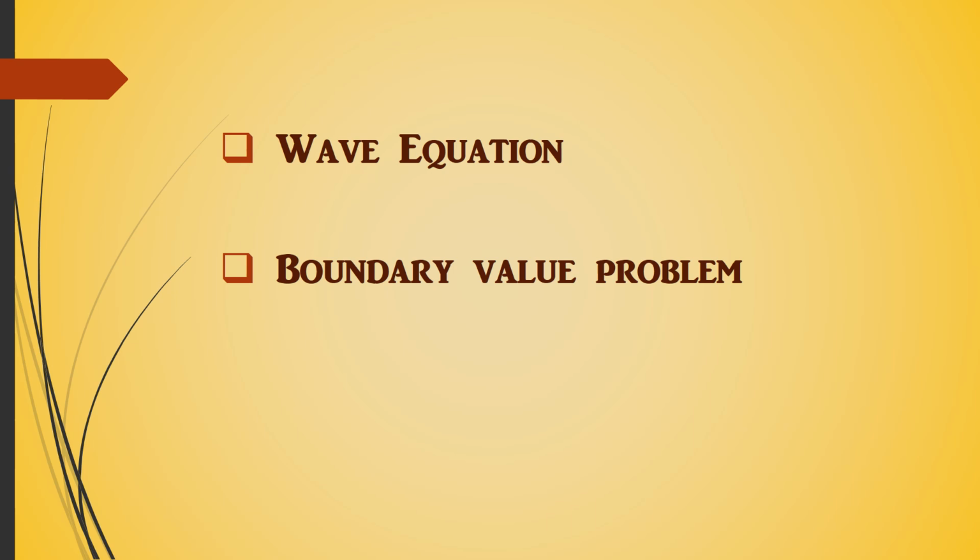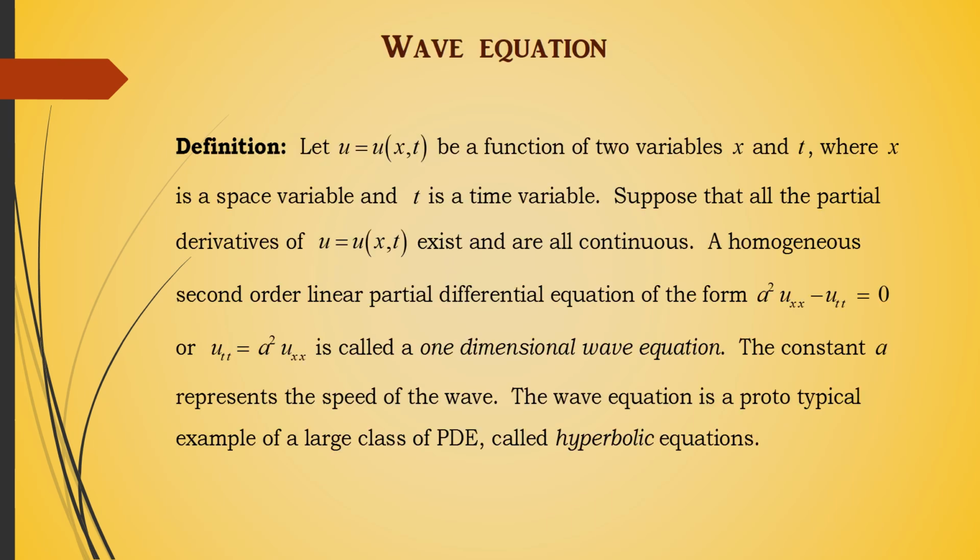In this lecture, we take up the wave equation and we solve the wave equation under some conditions. What is a wave equation? Suppose that u equals u of x comma t is a function of two variables x and t. u is a dependent variable and it depends on two independent variables x and t. The variable x is called a space variable and the variable t is called a time variable.